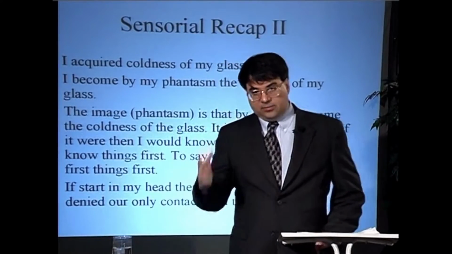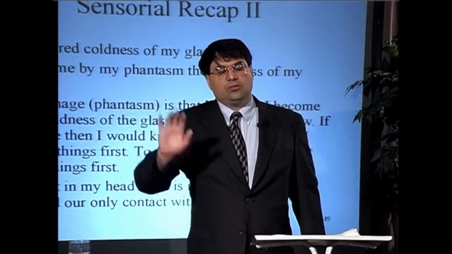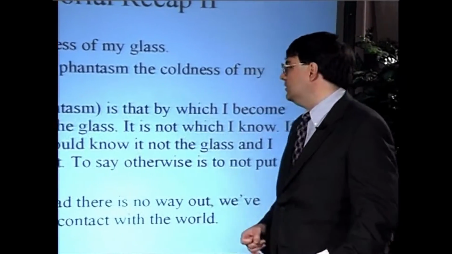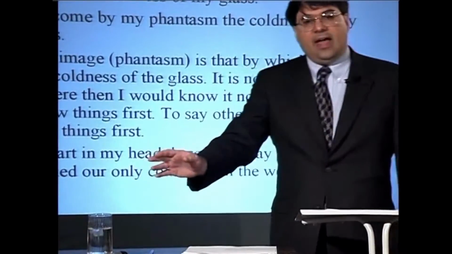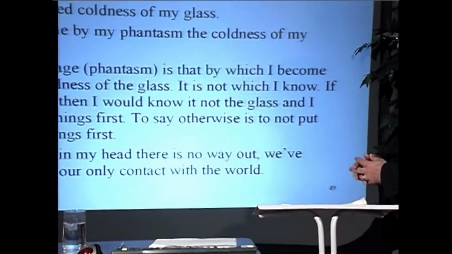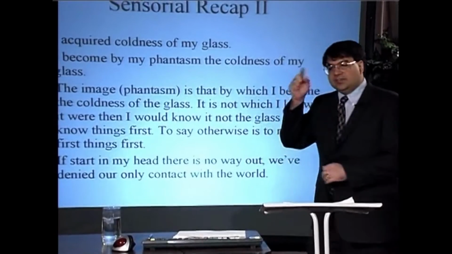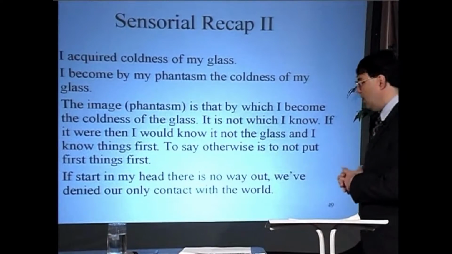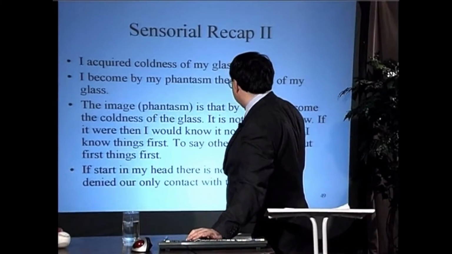The image, and I will call it phantasm to be generic, to keep in mind that it's not just visual sensorial things we're talking about, but the smell of a hamburger is going to be referred to as a phantasm. So when I reach and touch this glass, the phantasm is that by which I apprehend the glass. The phantasm is a means. To say otherwise is to not put first things first. This is an important point, because if the phantasm is that which you know, then you don't really know the glass. And that's obvious. That's not true. You know that you know the glass. If I start in my head, there's no way out. That's the thing to remember about the idealist tendency.